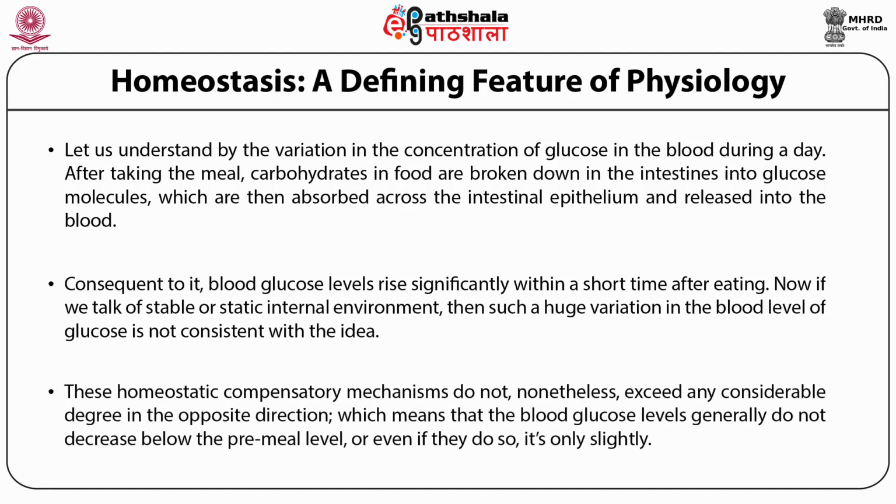These homeostatic compensatory mechanisms nonetheless do not exceed to any considerable degree in the opposite direction, which means that blood glucose levels generally do not decrease below the permissible level, or even if they do so, it's only slightly. In the case of glucose, the endocrine system is foremost accountable for this adjustment, but a number of control systems may commence to regulate other processes.